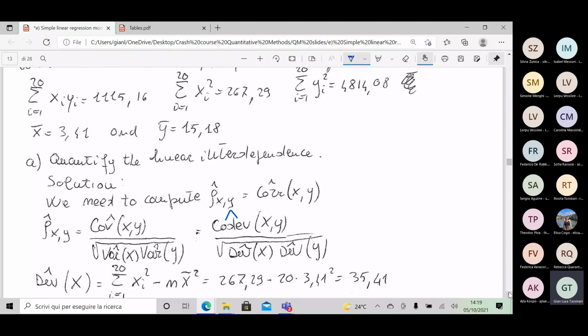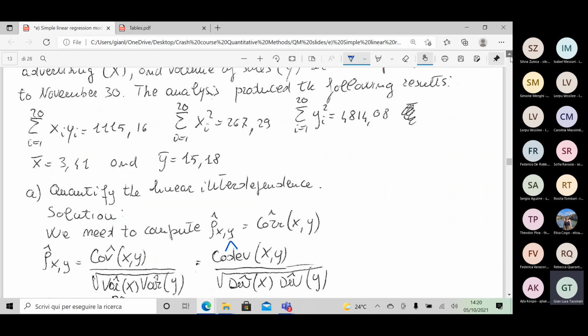Okay, so it's a similar computation. However, now to compute the correlation, which is rho hat XY, the empirical correlation, the sample correlation, what do we need? We need to compute either the covariance or the codeviance, and either the variances or the deviances. Which information do we have here?